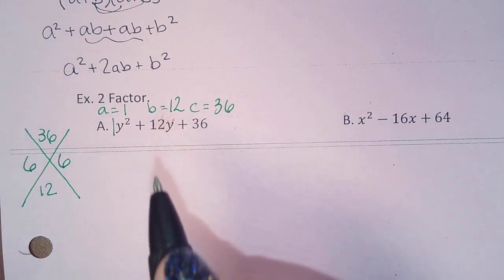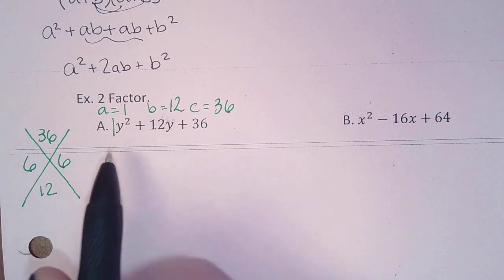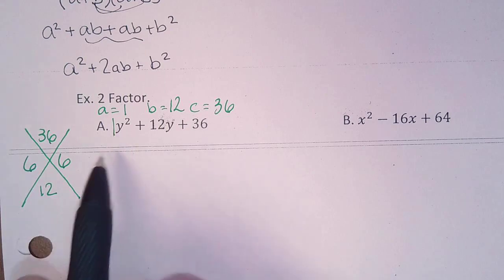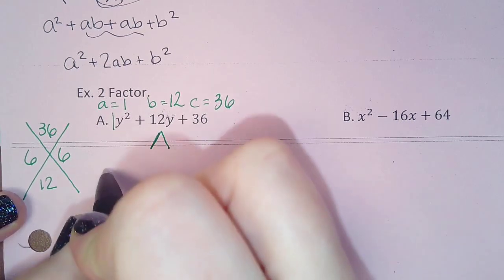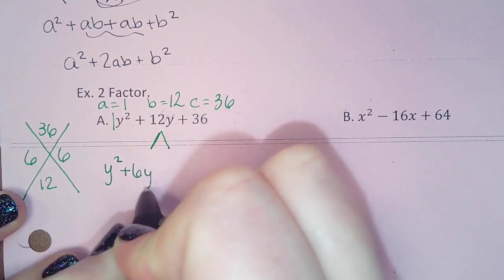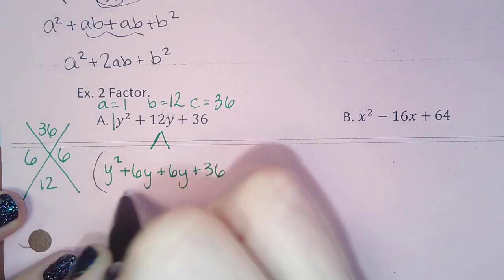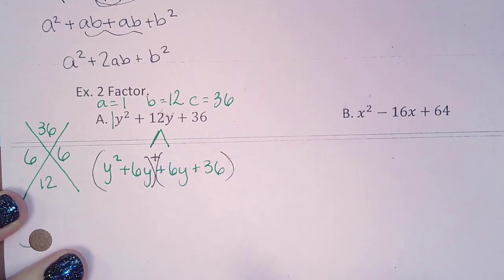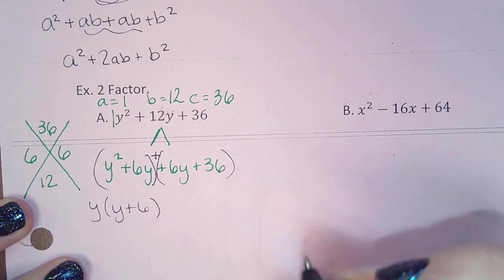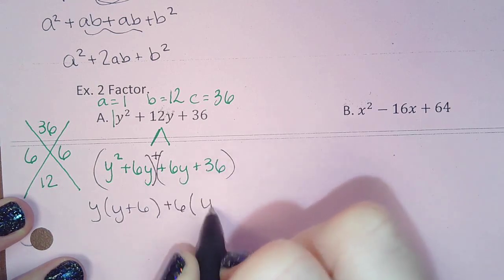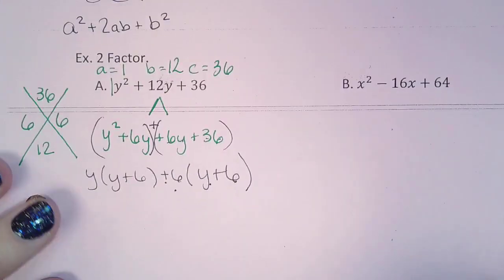Okay, so I know I could use my shortcut because my first term is 1, so I could make it y plus 6 and y plus 6. I'll go ahead and show you splitting this up just for practice's sake. So y squared plus 6y plus 6y plus 36. First two together, last two together, plus sign between them. I can divide out a y, and I'm left with y plus 6. Here, I can divide out a 6, and I'm left with y plus 6, because 6y divided by 6 is y, 36 divided by 6 is 6.